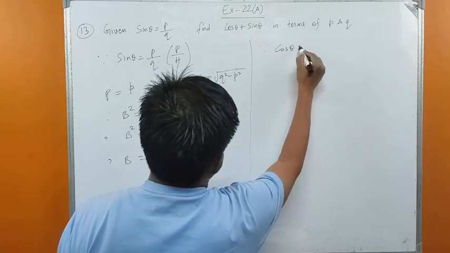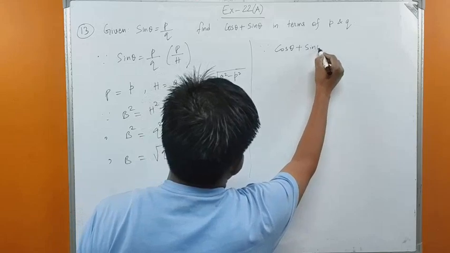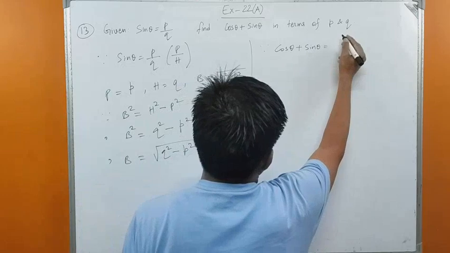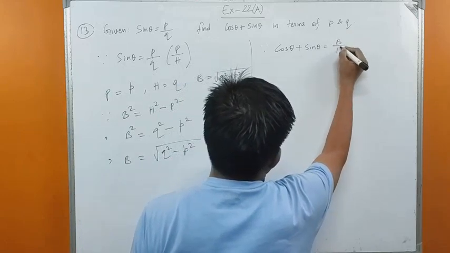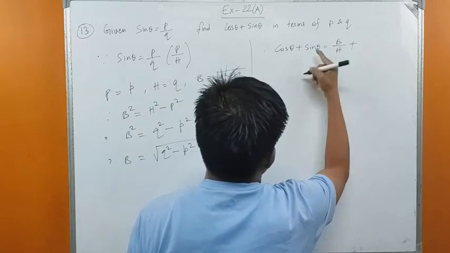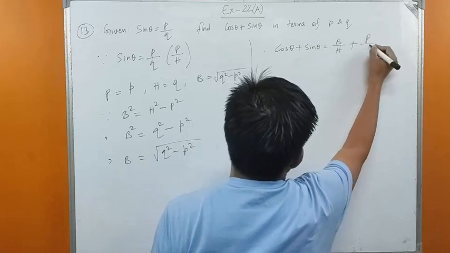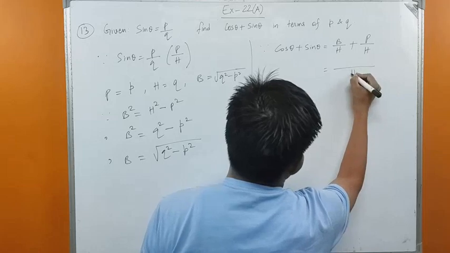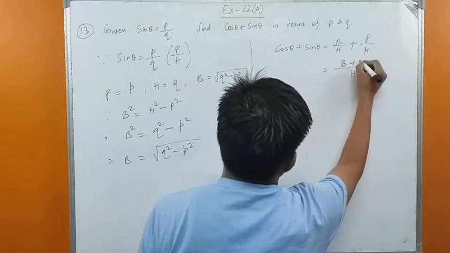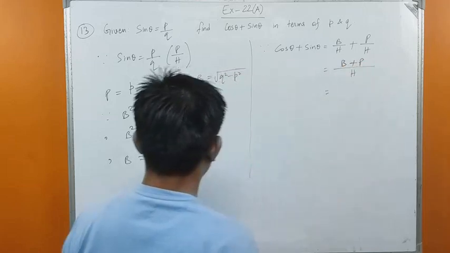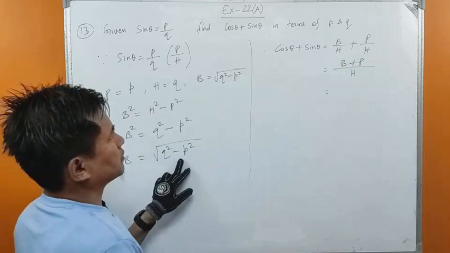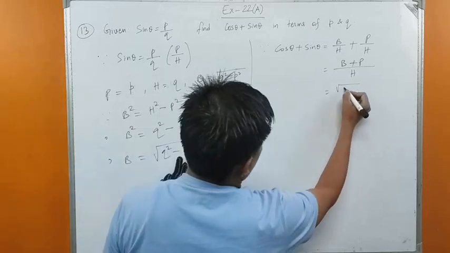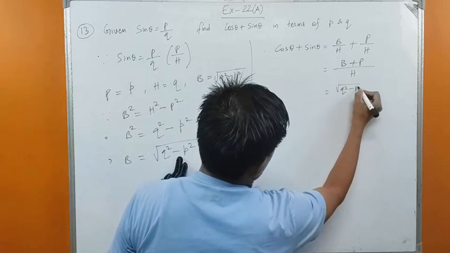Cos theta plus sin theta. Cos theta is base upon hypotenuse, plus sin theta is perpendicular upon hypotenuse, isn't it? So we take h as the LCM: b plus p. Now what is base? Base is root under q square minus p square.